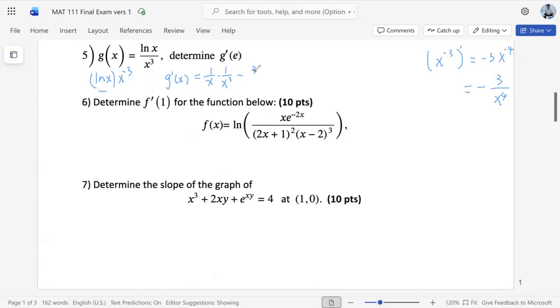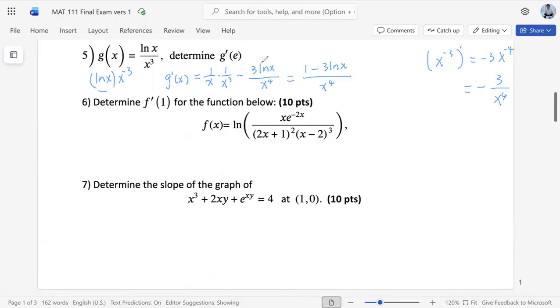So -3. Well, the first term is ln x. We still have to multiply by the first term, then divide by x raised to 4. But this is also x raised to 4. So if you want, you can write it as 1 minus 3 ln x divided by x raised to 4.